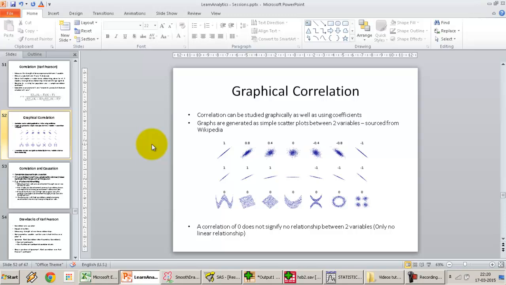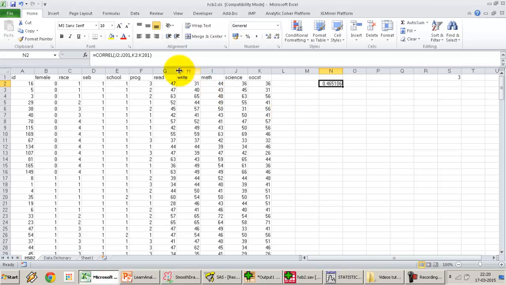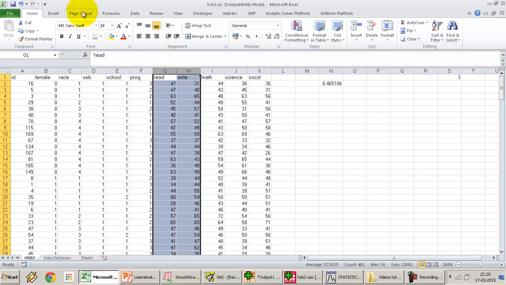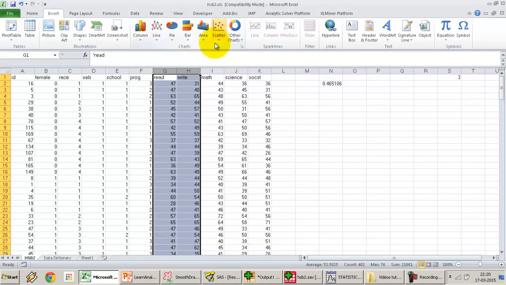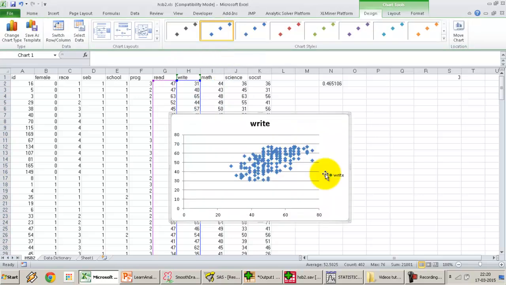So the way to study the correlation graphically is primarily through scatter diagrams. If I look at read and write, and I want to generate the scatter diagram for this, I can go to insert, do a scatter, and there we have it. So this is the scatter diagram between read and write.